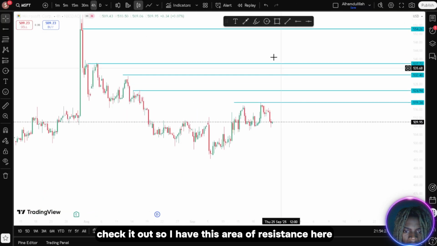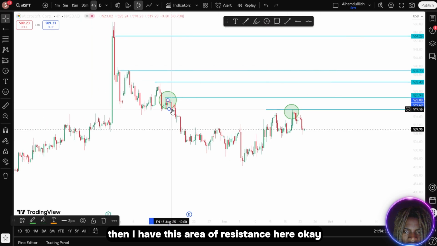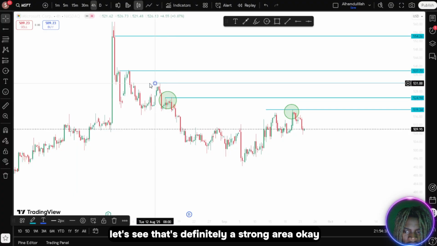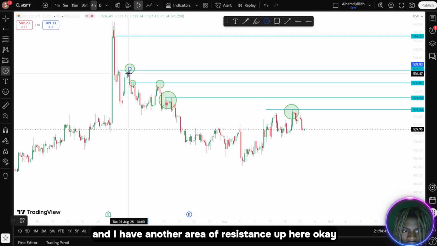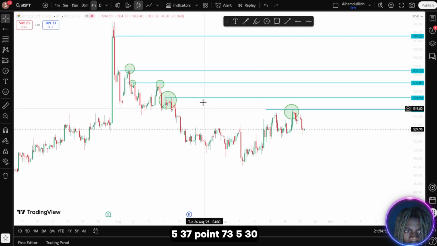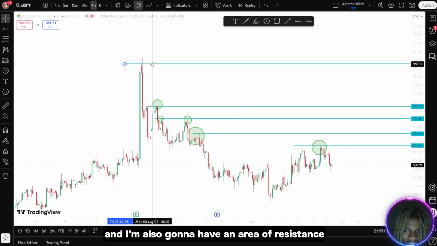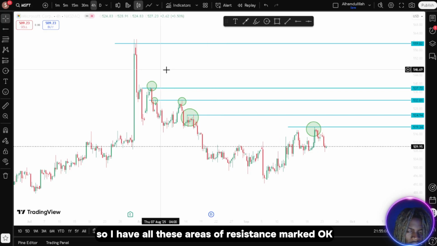Okay, check it out. So I have this area of resistance here, recently created. Then I have this area of resistance here, okay, with 2 taps. Two taps of resistance at an area lets me know that's definitely a strong area. And then I have this area of resistance up here. Okay, well, price is falling down. I have another area of resistance up here. Okay, 537.73, 532.01, 524.94, and 519.34. And I'm also going to have an area of resistance marked up here at 559.02. So I have all these areas of resistance marked.